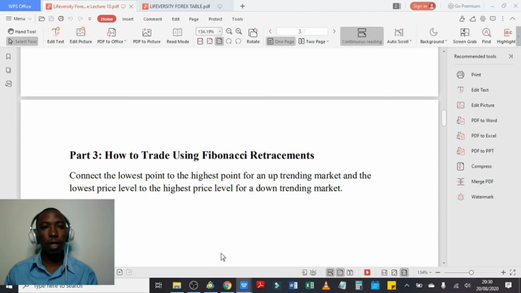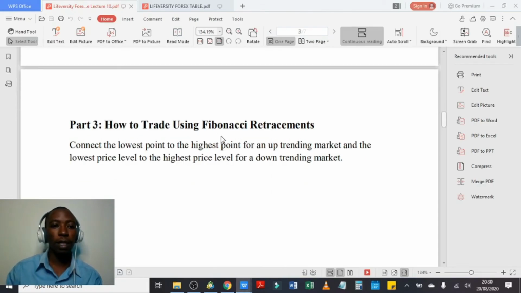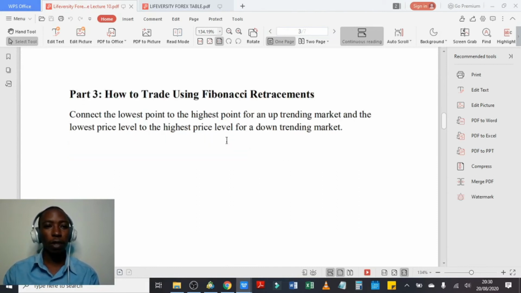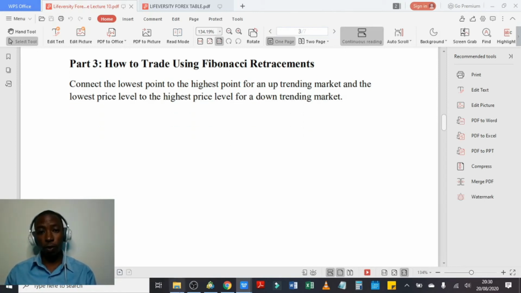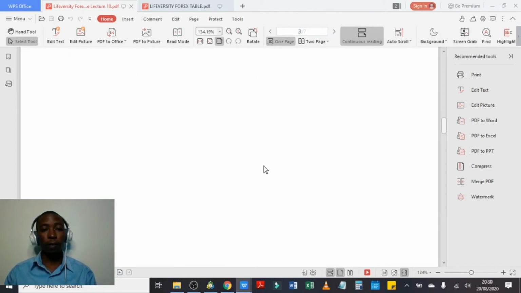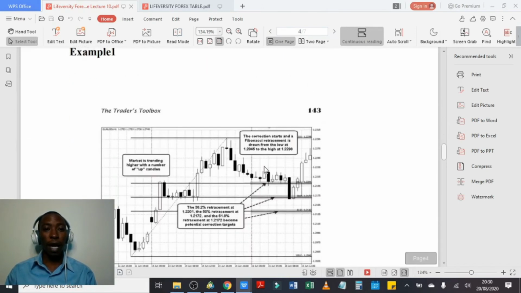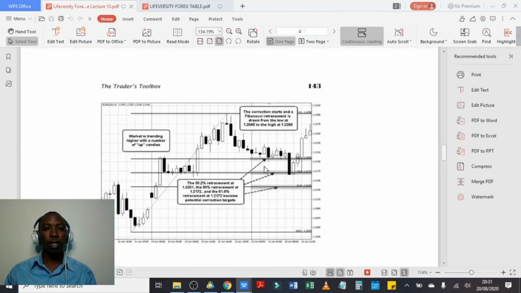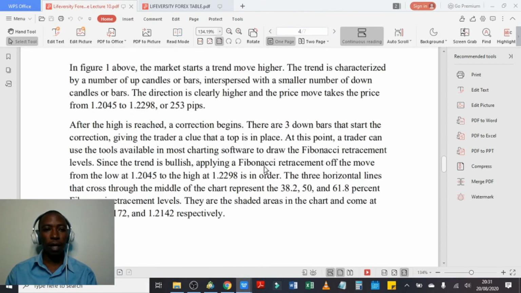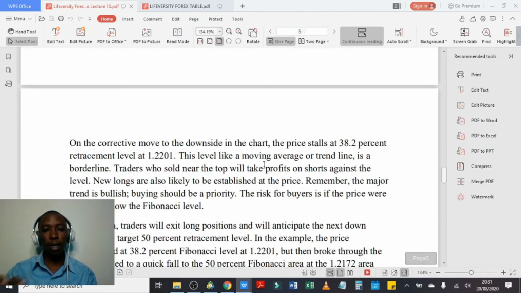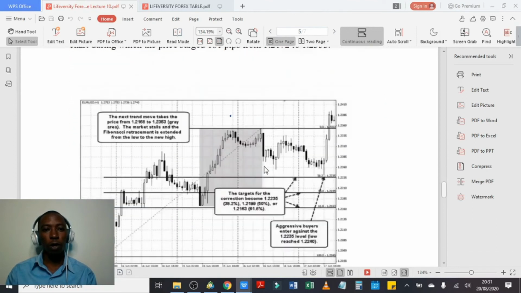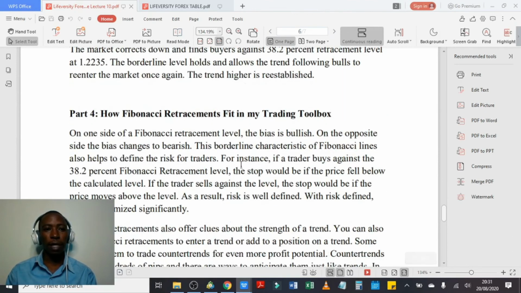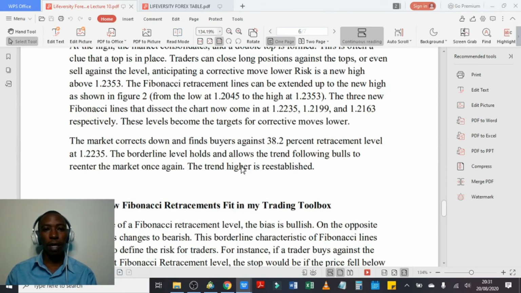Going back to the lecture to just wrap up things, how to trade using Fibonacci levels. You connect the lowest point to the highest point for an uptrending market, and the highest price level to the lowest price level for a downward trending market, as you saw me doing in the charts and on the mobile. And then under part 3, there are examples, of course. You will simply go through those examples in the document that I've attached for you guys, and then be able to compare what is in the example with what I've shown you in the video. And then there is a second example for that matter, and a third example.